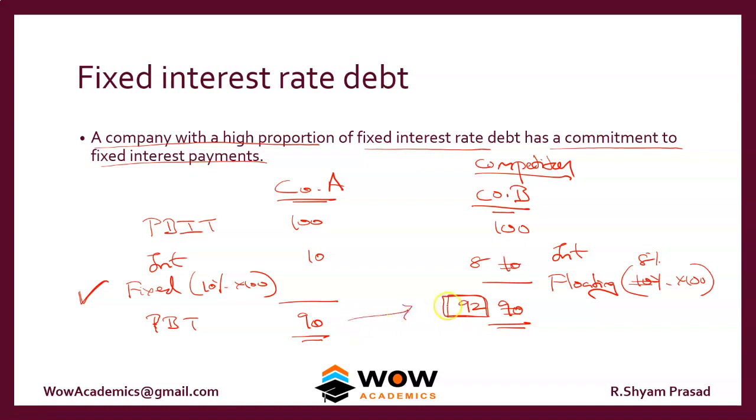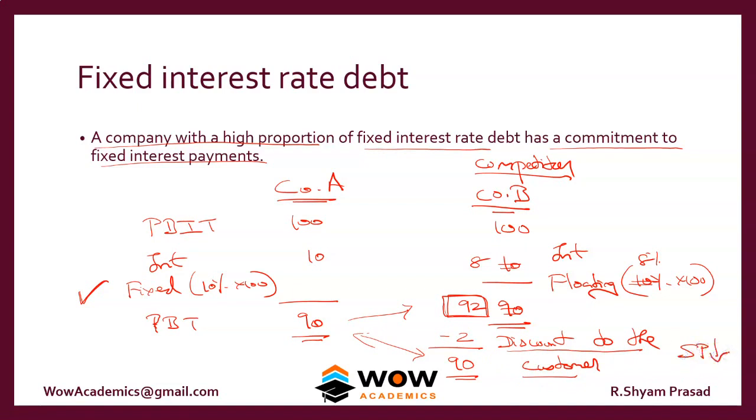The problem is this 2 rupee income that they get, they might give this 2 rupees as discount to the customer. So effectively, if they give the 2 rupees to the customer as a discount, the company will earn only 90. It's the same 90 as what we had. But what they have in addition to us is their selling price is effectively reduced by 2. So customers will move away from us to them.